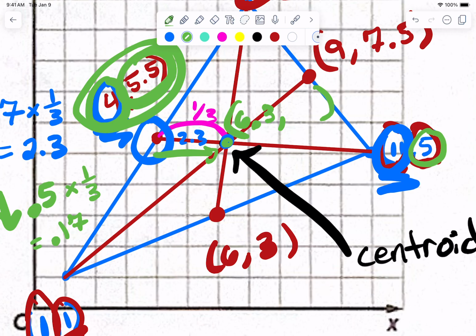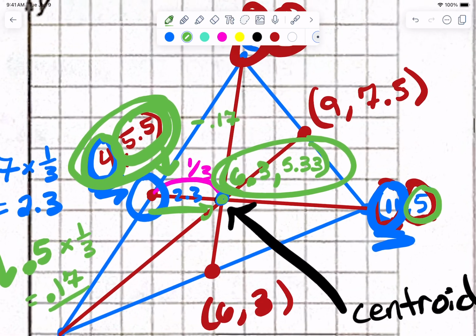If I'm starting at 5.5 and I'm going down 0.17, or subtracting 0.17, where's that going to land me? 5.33. Do you see how that works? That was kind of an ugly mess, but we found basically exactly where that point is located because we know it's a third of the distance.